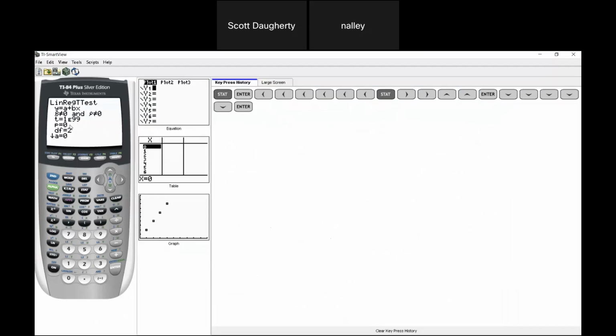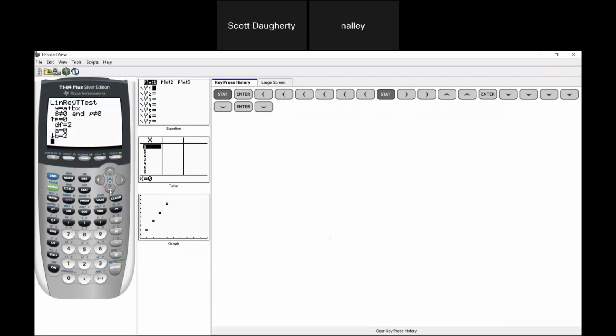So anyway, this is how you can test it on the calculator. Just look at the p-value, compare it to alpha, and see what happens. If the p-value is less than alpha, then you reject the null. If the p-value is greater than alpha, then you fail to reject the null hypothesis.